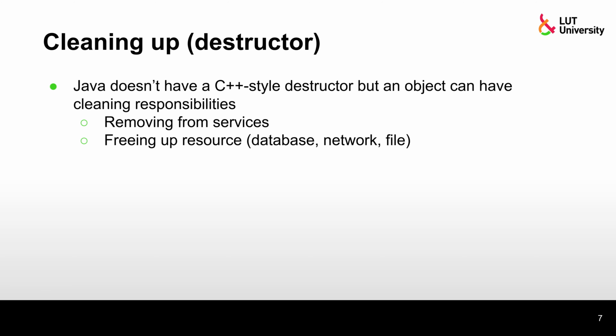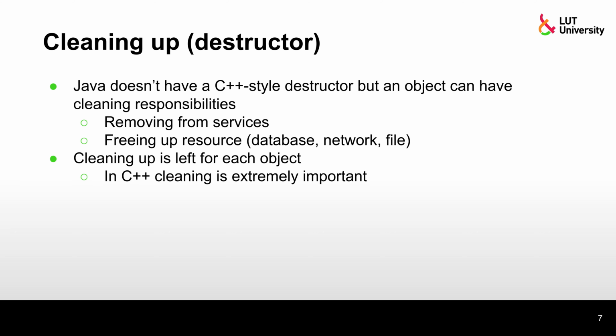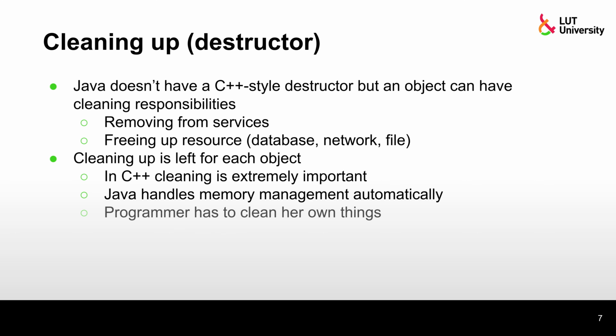So you want to free up some resources, databases, networks, files. If you have a lock to some kind of a database that you want to access and you have decided that no one else can access that database, you want to free that up and unlock that database. And this cleaning is left for each object once again. And in C++, this is of course extremely important because you need to manually free the memory, but Java handles the memory management automatically, so in that sense it's not that important. But the programmer has to clean her own things.